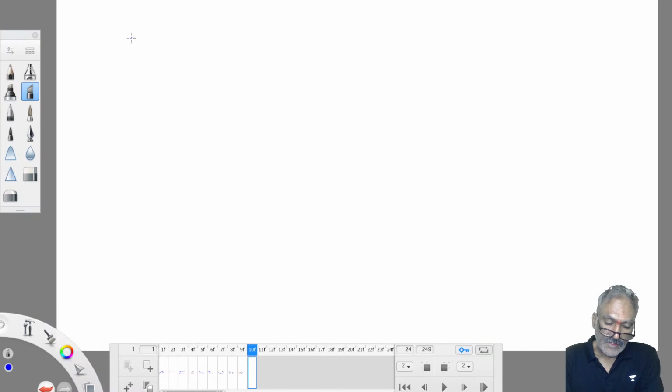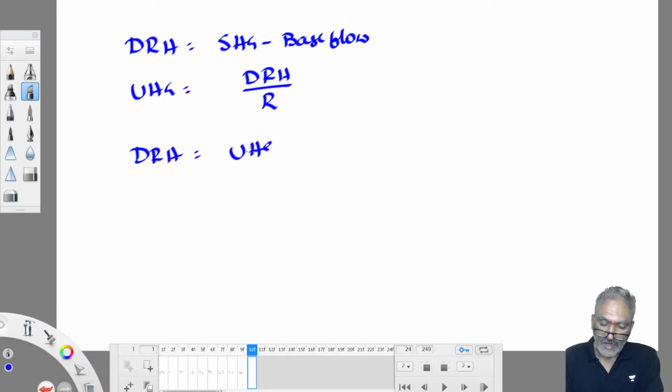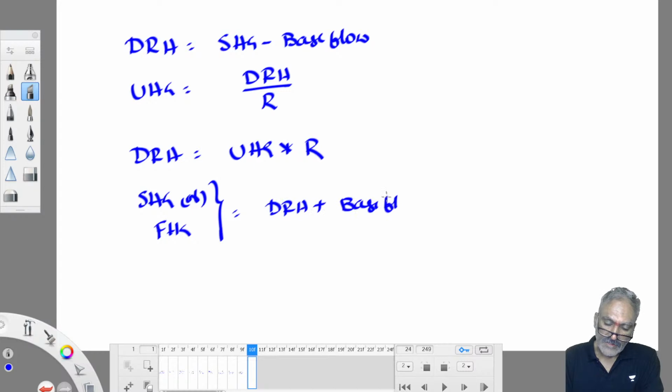So finally, what you have to remember: direct runoff hydrograph is equal to storm hydrograph minus base flow, and unit hydrograph is equal to direct runoff hydrograph by R. Or direct runoff hydrograph is equal to unit hydrograph into R. Then the storm hydrograph or flood hydrograph is equal to direct runoff hydrograph plus base flow. So this way or that way we are forced to travel. Whenever the direct runoff hydrograph is given, you are expected to find out this. Whenever the unit hydrograph is given, you are expected to find out the storm hydrograph and flood hydrograph.